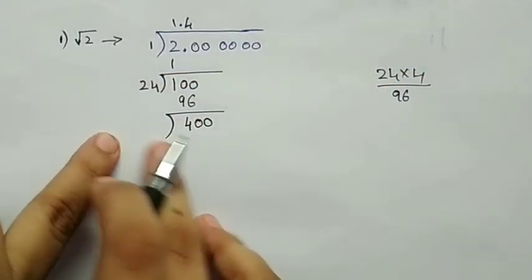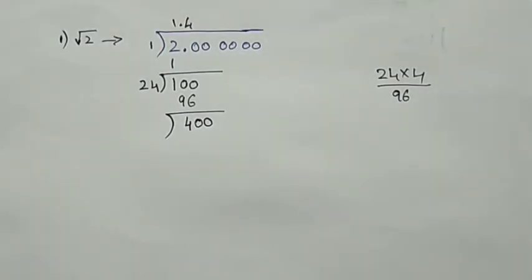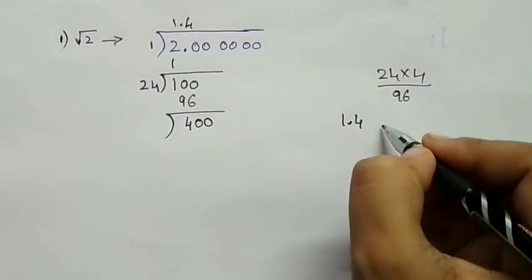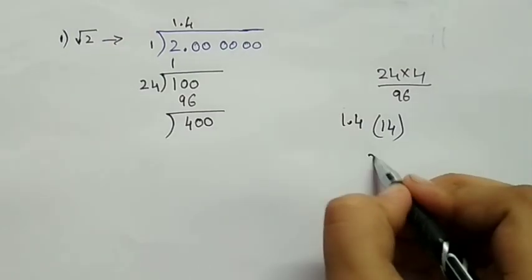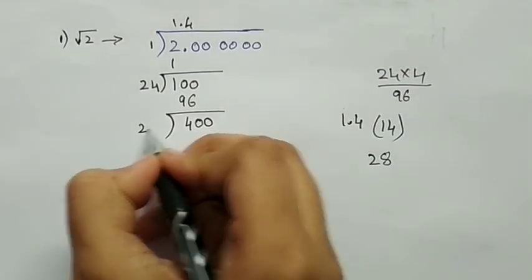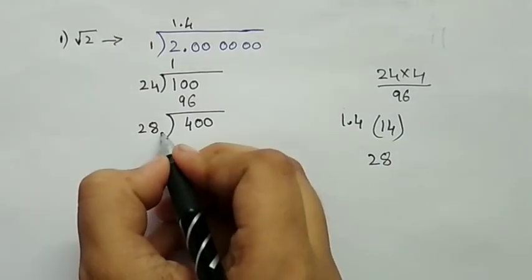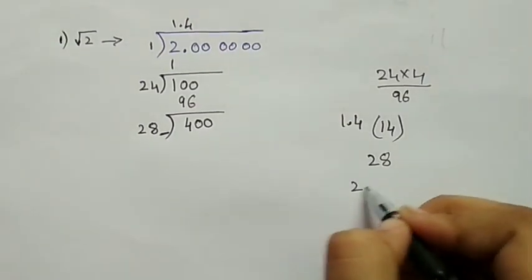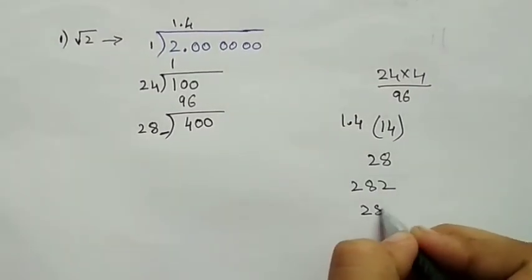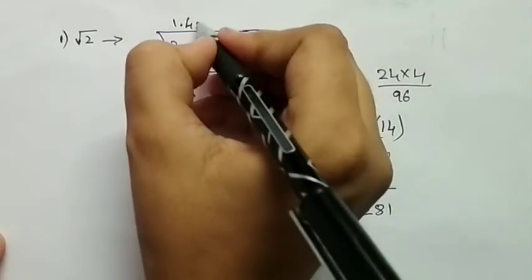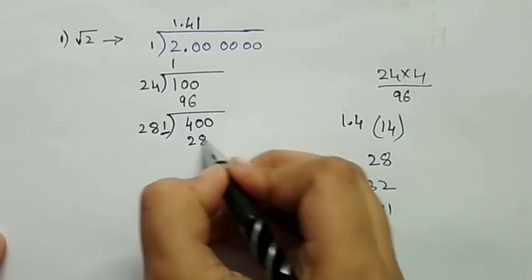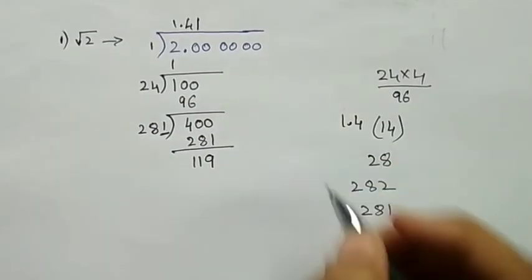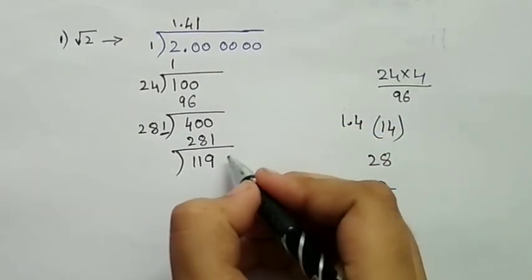Now, here, as I said, it needs to be double of the quotient. Here, the quotient is 1.4. But we need to eliminate this decimal here. We need to take 14. Now, double of 14 will be 28. Now, I am taking 28 here. So, we need a number such that we get near the value of 400. We can take 282, so we need to take 281. So, I get a 1 and a 1 here. I get 281. Simplification, I get 119.